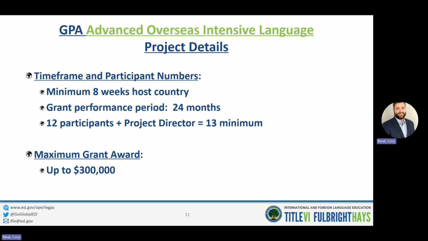So that 24 months includes all of your pre-departure activities, your host country portion of the program, and your post-travel dissemination portion of the project. The minimum amount of participants for a GPA long-term project is 12, with 1 project director for 13 individuals. Of course, if you can financially and logistically handle more than 12 participants, you are more than welcome to include more than the 12 minimum. And the maximum grant award, as we mentioned before, is $300,000.